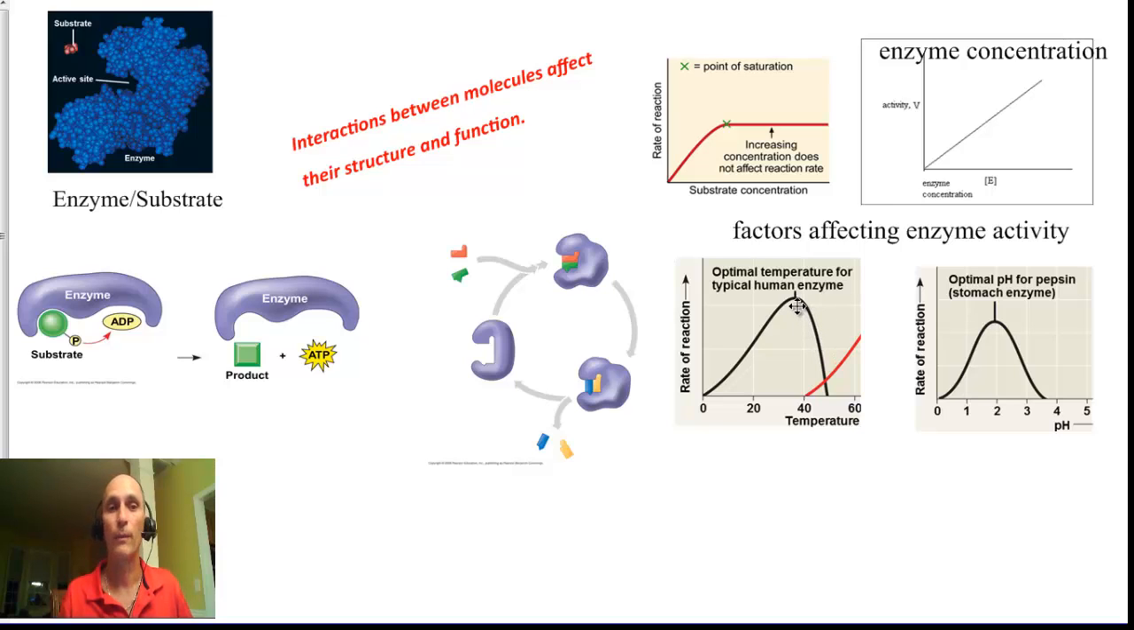And now these disruptions typically are permanent. So if you heat or boil an enzyme, you're going to denature it. And denature means it loses its shape completely.